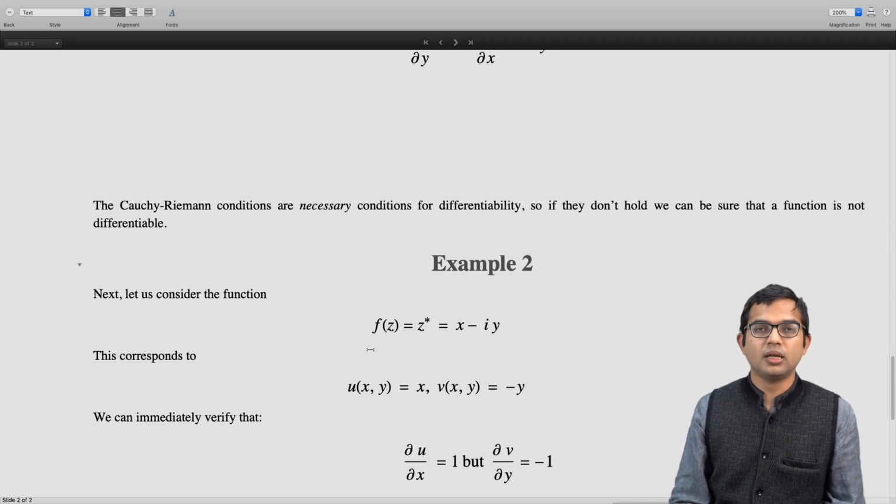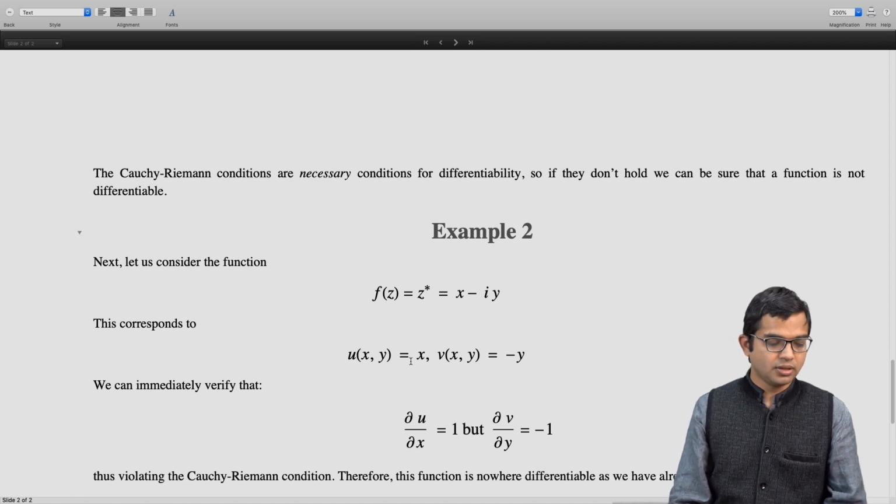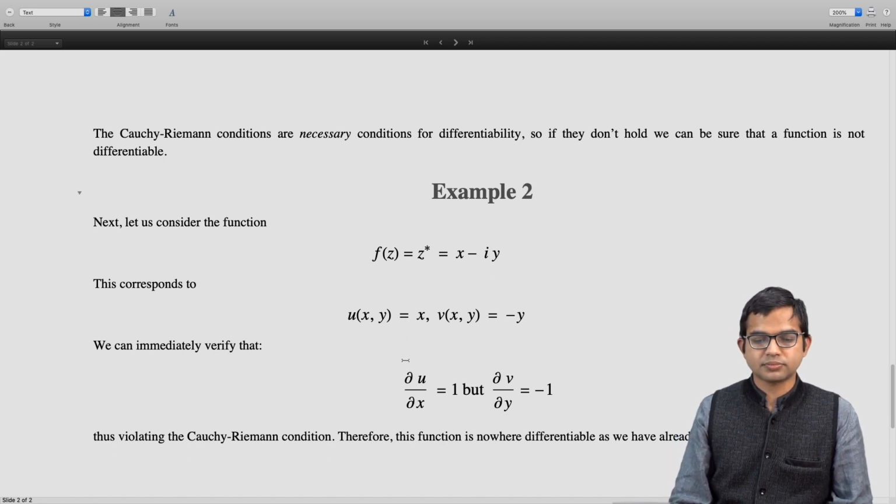So there is no way that these two can be equal, and there is no point (x, y) for which these two will be equal. Therefore the Cauchy-Riemann conditions are not satisfied at any point, and indeed this function f(z) = z* is not differentiable. This is a conclusion that we already arrived at using first principles, using the definition of the derivative.